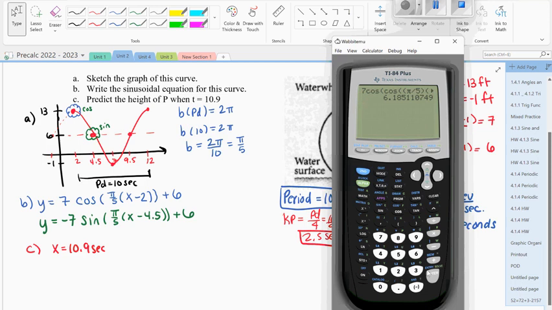So we get 6.18. Oh, you know what? I just realized that I did cosine there, so I've accidentally put it twice. I didn't realize. Let's try that again. Take away that cosine. There we go. That looks better. It's 11.3936 if we round.